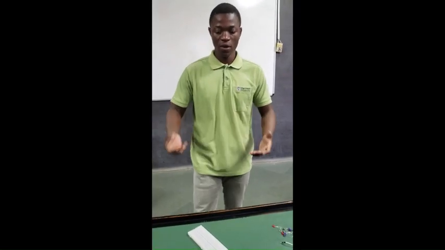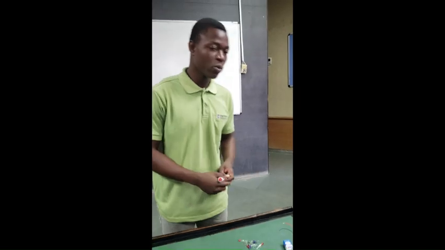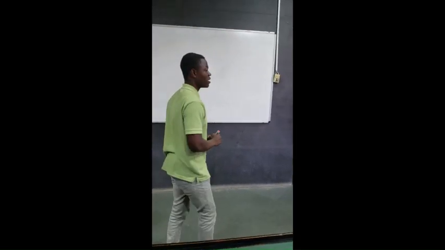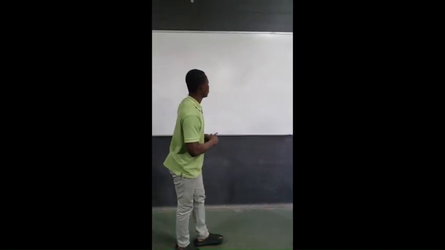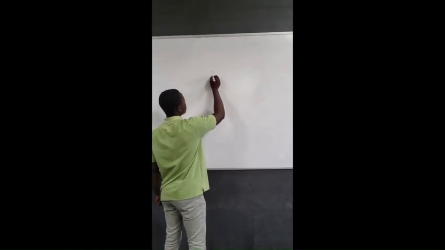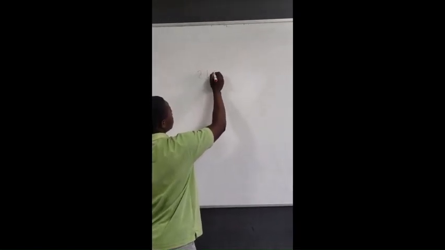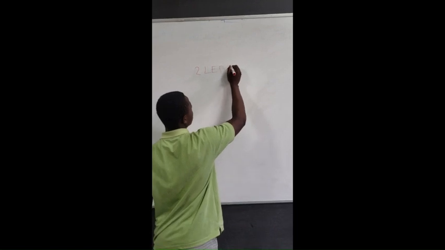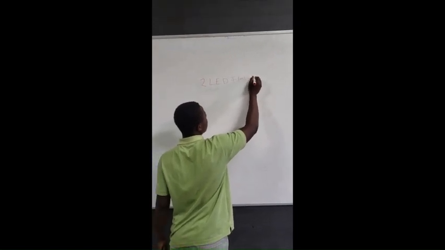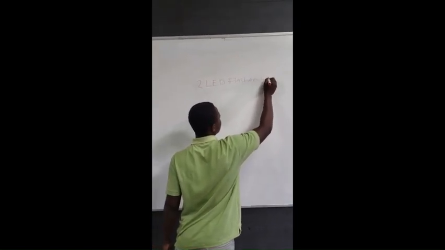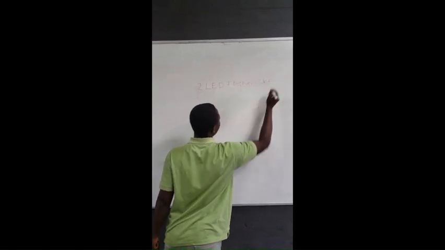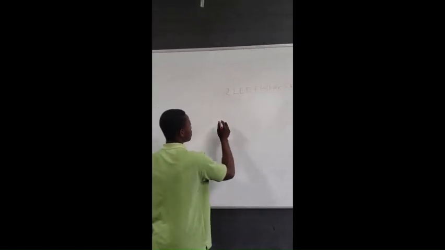Okay, so here I'm going to start with my circuit prototype. So I'm going to draw the circuit on the board. Our circuit is a 2 LED flasher circuit. Our circuit diagram is as follows.